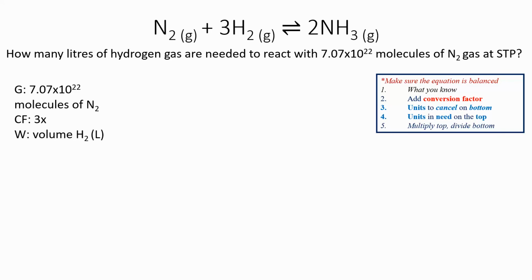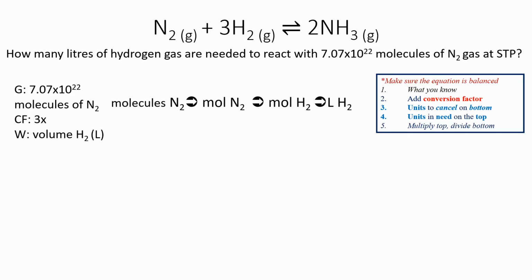So here we're being given 7.07 times 10 to the 22 molecules of nitrogen. I'm going to spoil it and say we will have 3 conversion factors, so if you already figured that out, awesome. If not, I'll show you in a sec. And we want volume of hydrogen, and that's liters, so how much space the gas takes up.